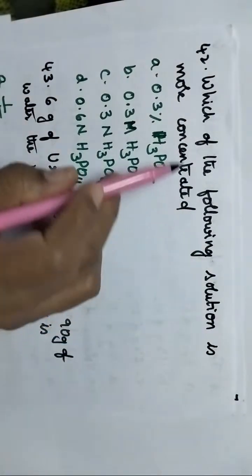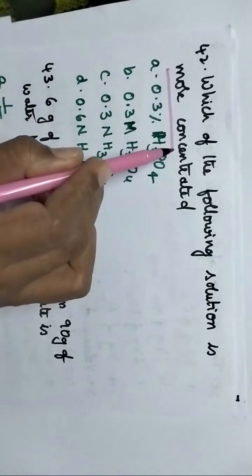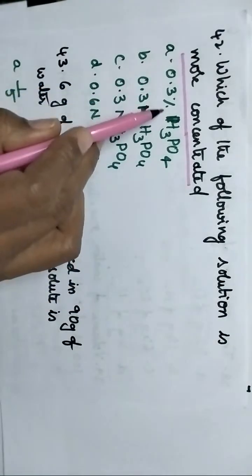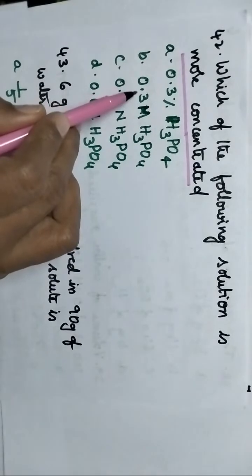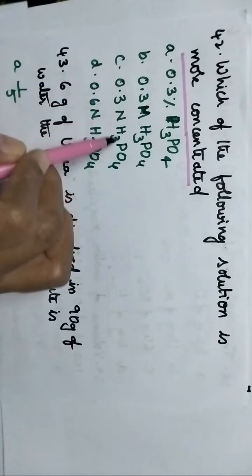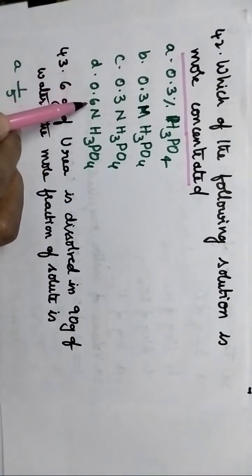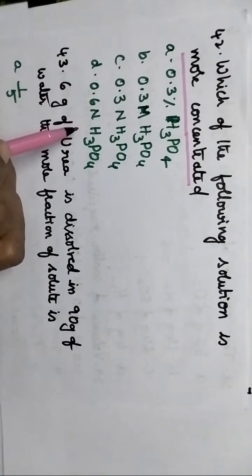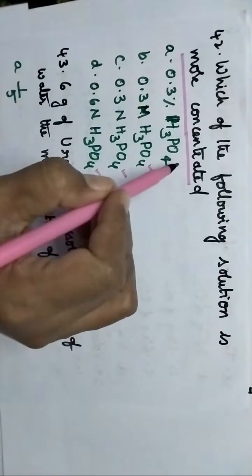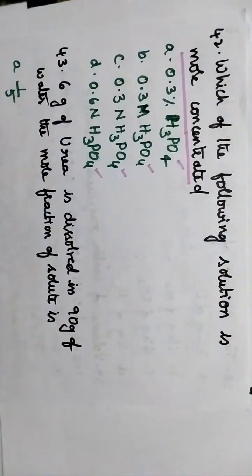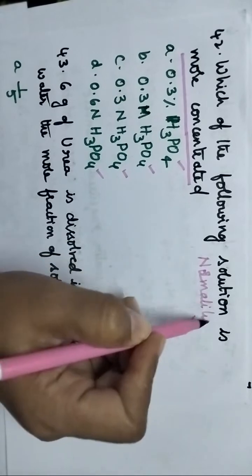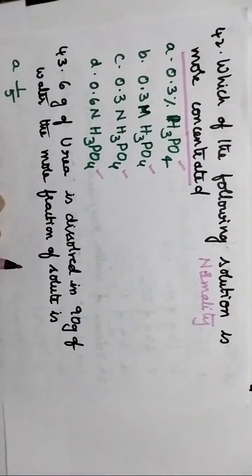Which of the following solutions is more concentrated? I will read the given options. Option A, 0.3% phosphoric acid. B, 0.3 molar phosphoric acid. Option C, 0.3 normal phosphoric acid. Option D, 0.6 normal phosphoric acid. In this case, one is given in terms of molarity, another in terms of normality, and another in terms of percentage. You better calculate the normality of each and every solution, then you will identify which one is more concentrated.